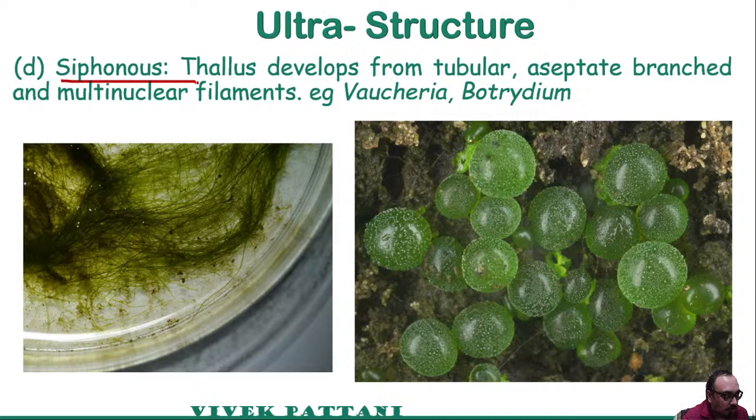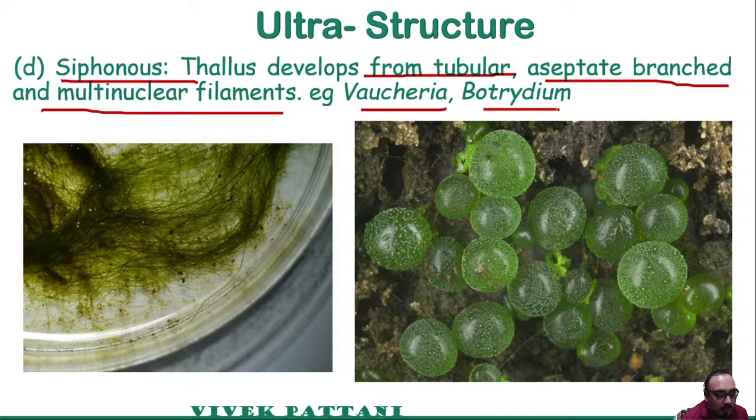Next comes siphonous. The thallus develops from tubular, aseptate, branched and multinucleate filaments. Examples are Vaucheria and Botrydium. Please have a look at this structure. This photograph is of a Vaucheria.